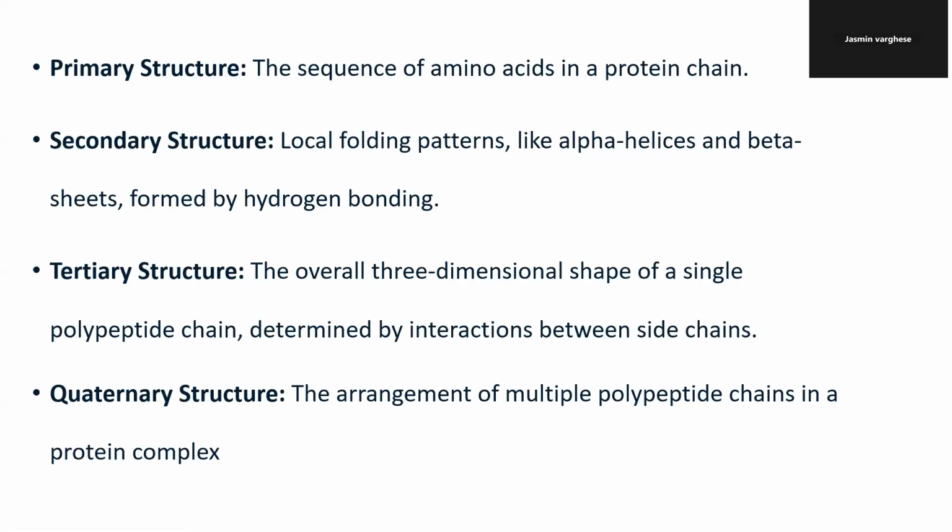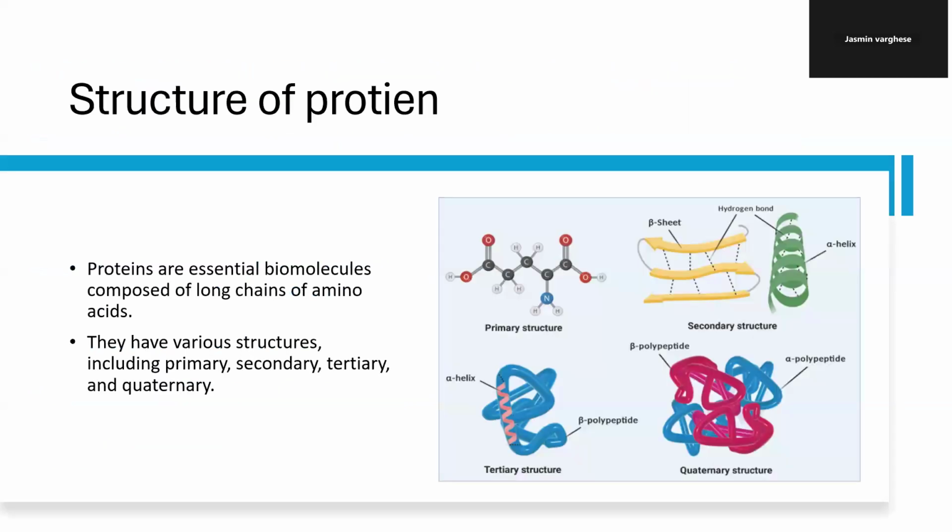Primary structure means the sequence of amino acids in a protein chain. Secondary structure means local folding patterns like alpha helices and beta sheets formed by hydrogen bonding. Tertiary structure is the overall three-dimensional shape of a single polypeptide chain determined by interactions between side chains. Quaternary structure means the arrangement of multiple polypeptide chains in a protein complex. So this is primary, this is secondary, this is tertiary, and this is quaternary.